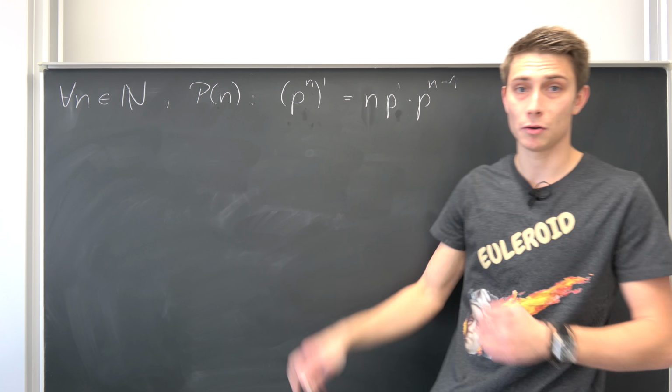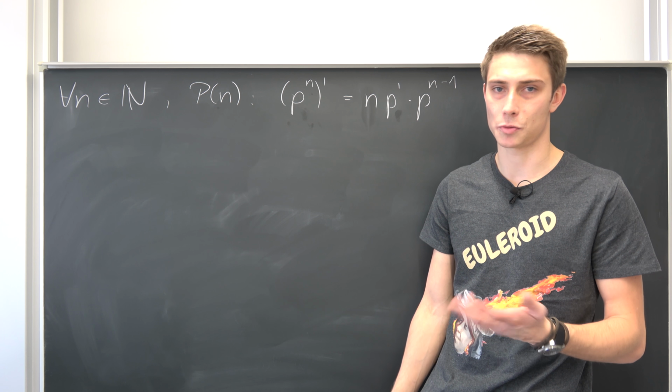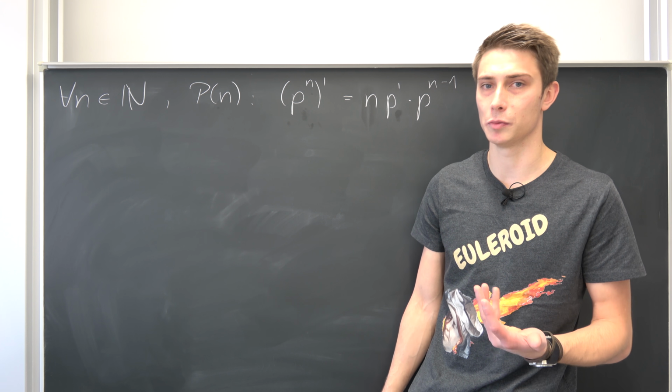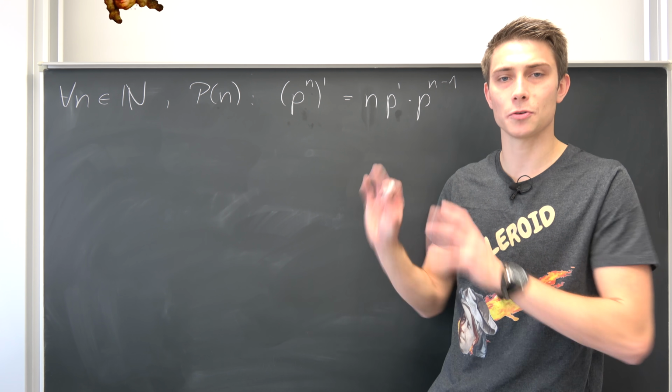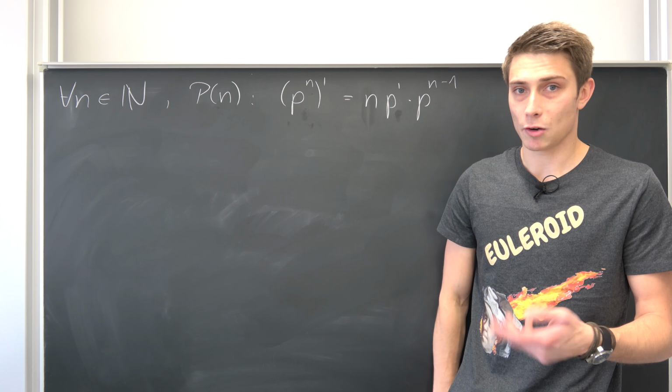Also, we want p to be greater or equal to 1, because we don't know what the arithmetic derivative of 0 is. We are just going to go by the simple rules we have established a few minutes ago. So what's our base step then?